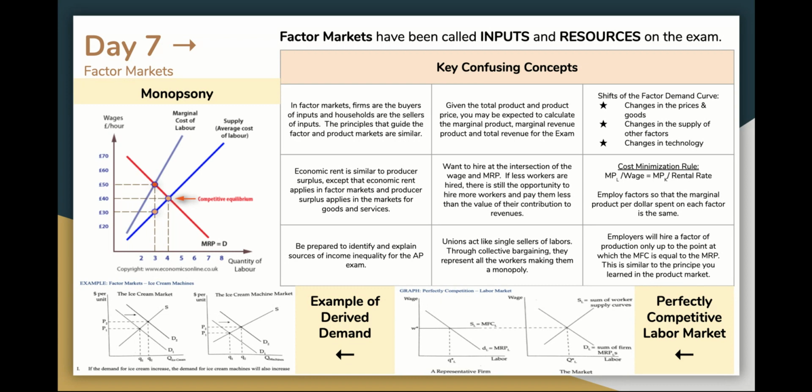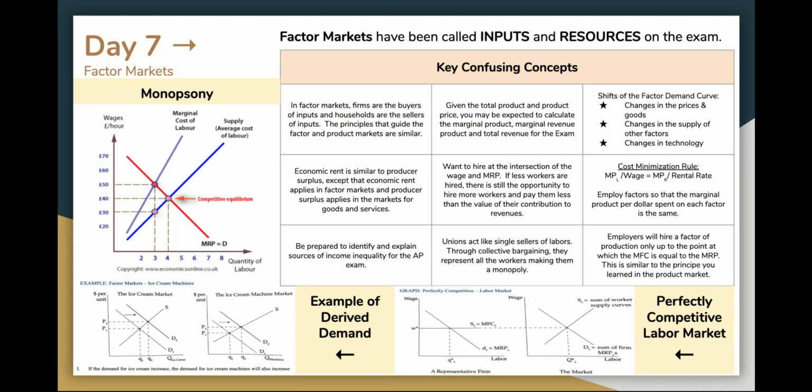So the big thing that you need to see on the top right-hand part of your screen, factor markets have been called inputs or resources on the exam, and sometimes they just call them factors. So any one of those things, factors, inputs, resources, we are talking about the producer's perspective when they want to make the decision how much of a factor, of an input, of a resource. Remember, we could be talking about land, we could be talking about capital, we could be talking about labor. How much of that should we have? Okay, so that's a big confusing concept because it's not something that comes natural to most of us.